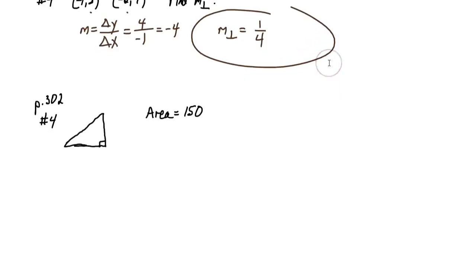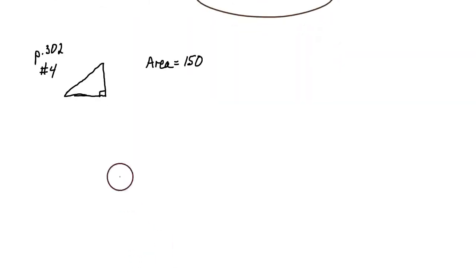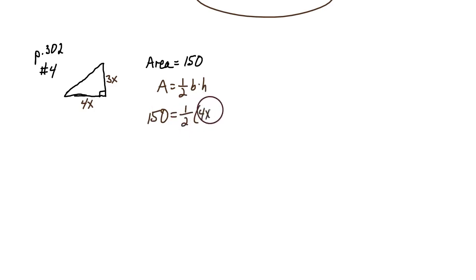Now we have page 302, question 4. It talks about a right triangle, so I've drawn one, and it doesn't tell us specifically how long the sides are, but it says that the legs are in a 3 to 4 ratio. So I can model them with expressions. This is 3 times x, and this is 4 times x. We also know that the area of the right triangle is 150. So let's use the area formula for a triangle. 1/2 base times height, and make substitutions. 150 is the area, the base is 4x, and the height is 3x.